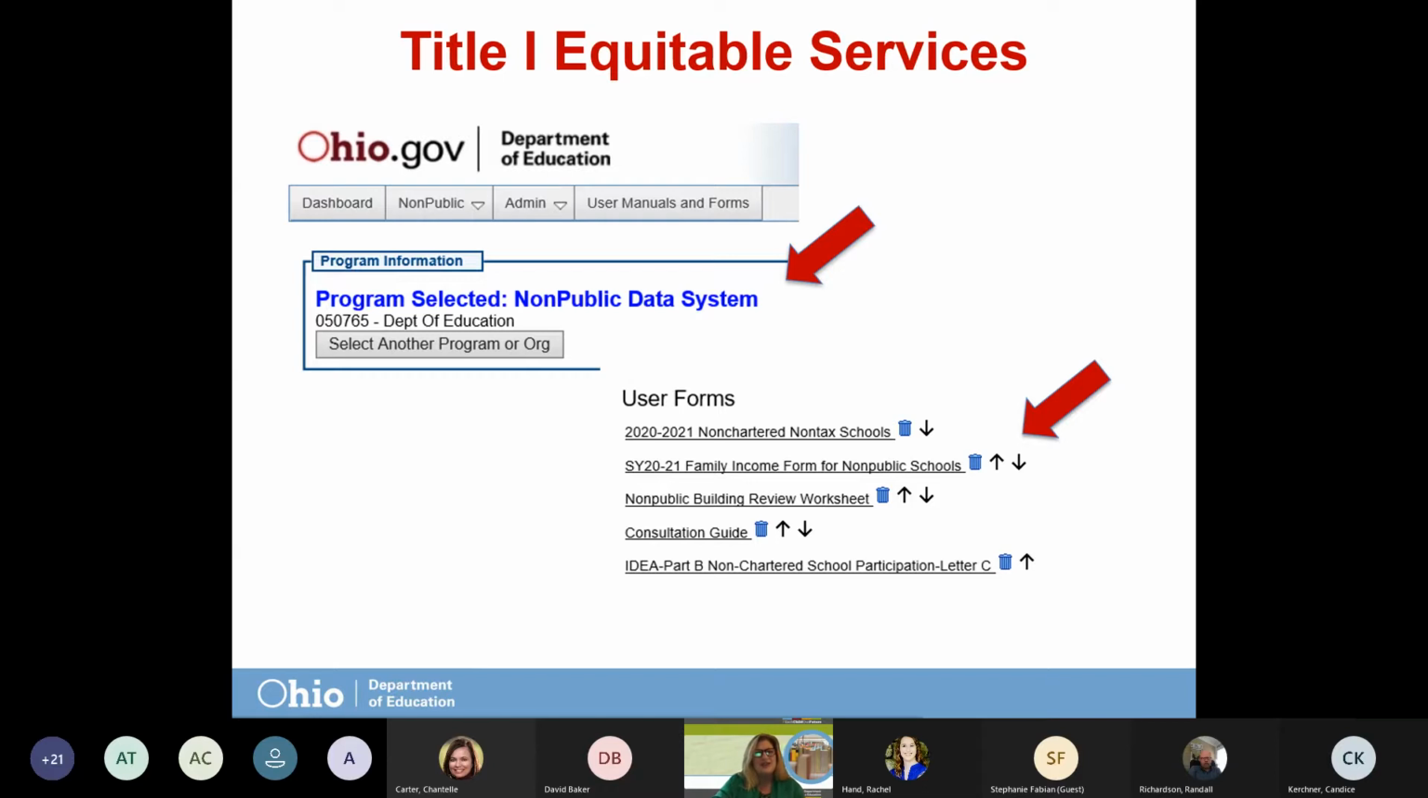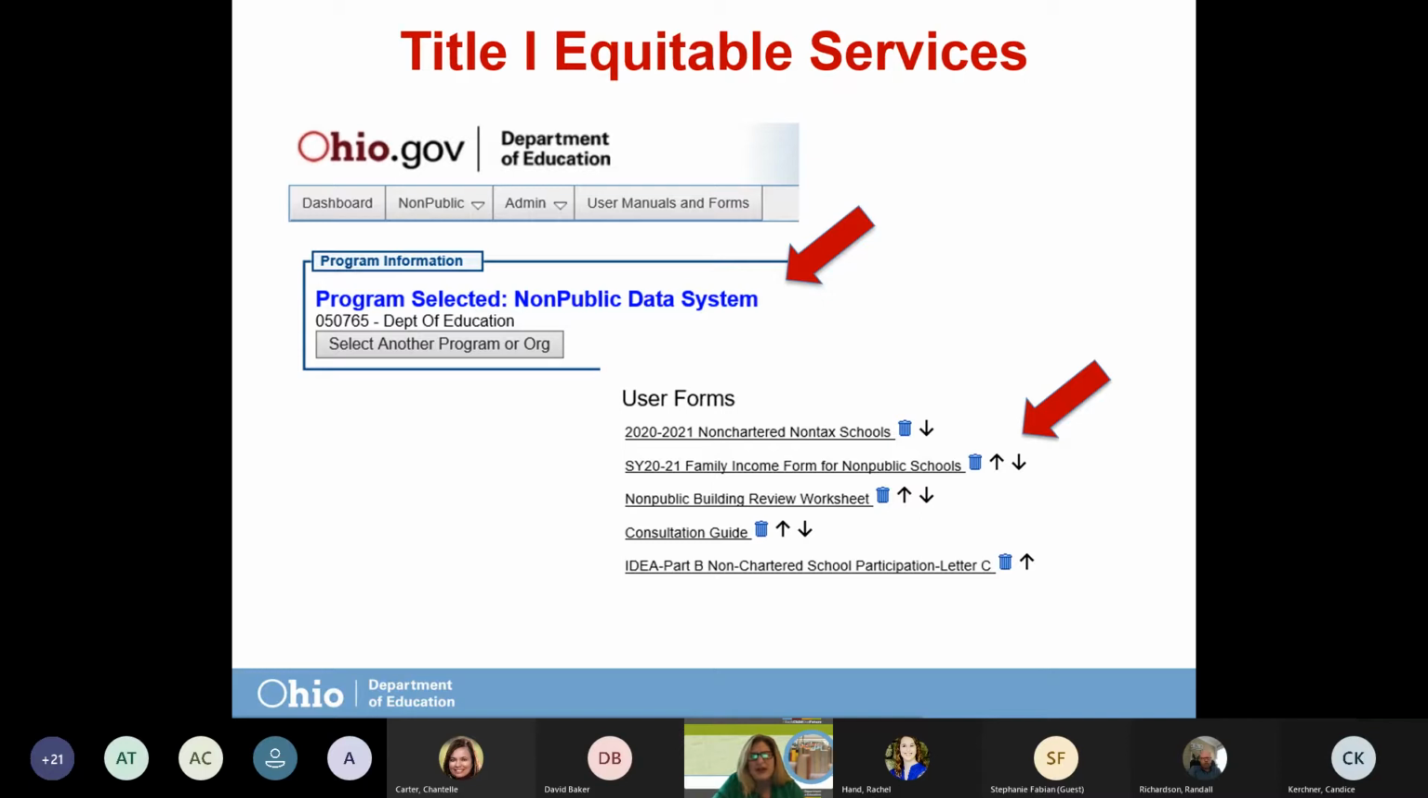To find the Ohio Household Income Verification Form, you're going to log into NPDS, which is one of the tiles under your OHID, and click on the User Manuals and Forms menu button in NPDS. The form is updated each year to be in alignment with the National School Lunch Program. Non-public school principals should collect and have this documentation readily available. It's best practice to distribute these forms to parents at the beginning of the school year.